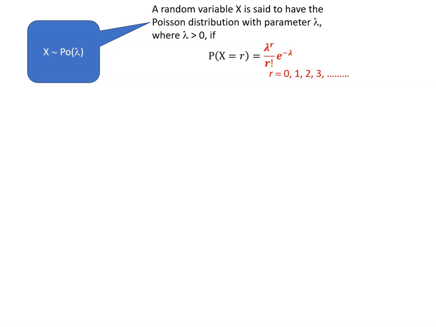And we've had the idea of a random variable X is said to have the Poisson distribution with parameter lambda, where lambda is bigger than 0, if the probability that x equals r is lambda to the r over r factorial times e to the minus lambda, where r can take any integer value from 0 upwards.